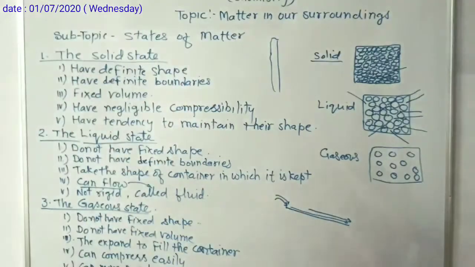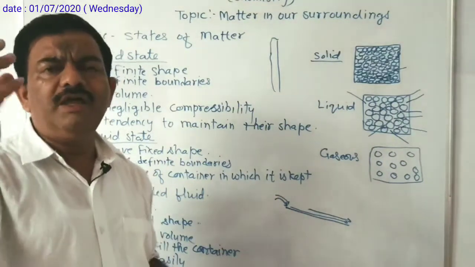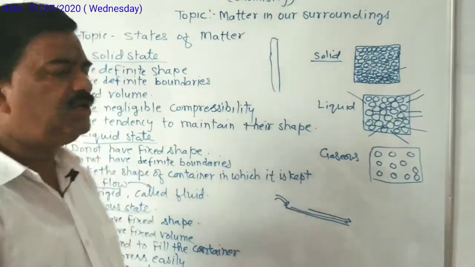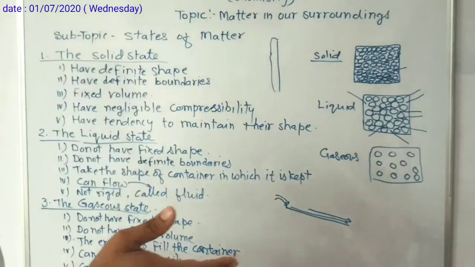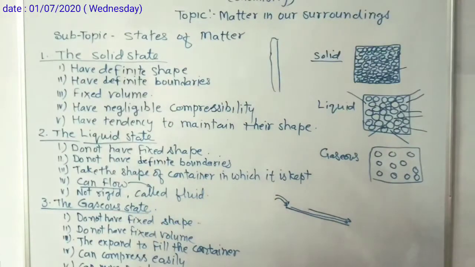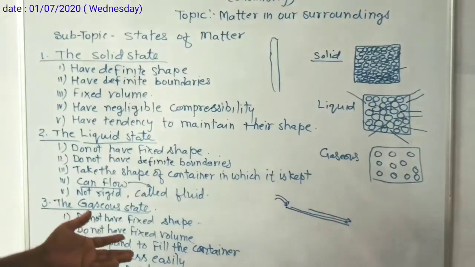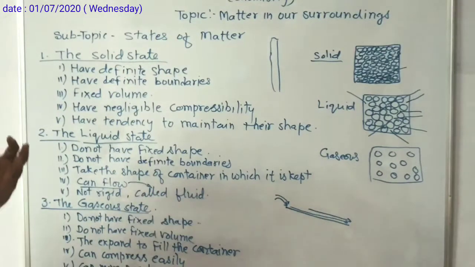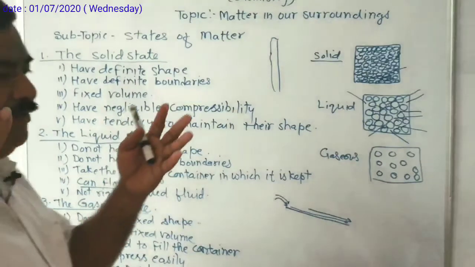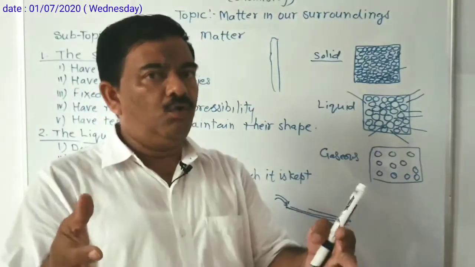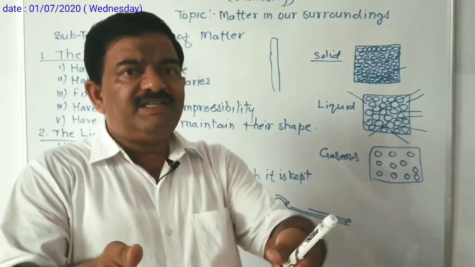It means that when you fill it in a container, it will take the shape of that container and have the volume of that. It will not have any visible boundaries. And last, it expands to fill the container. It means they will fill the container and they can expand, and after that can be compressed easily. When you fill that gas in the balloon, you can compress it very easily.